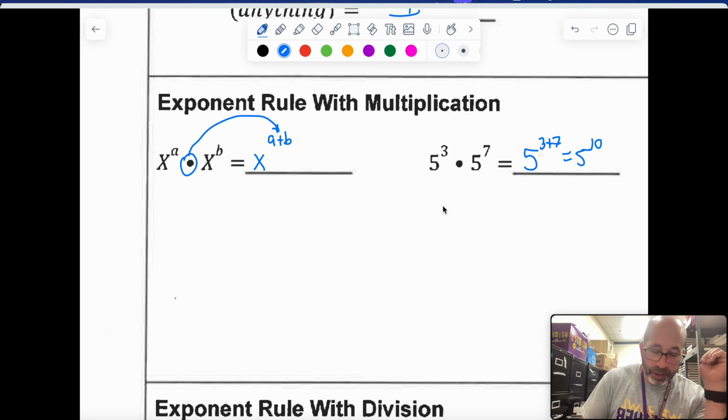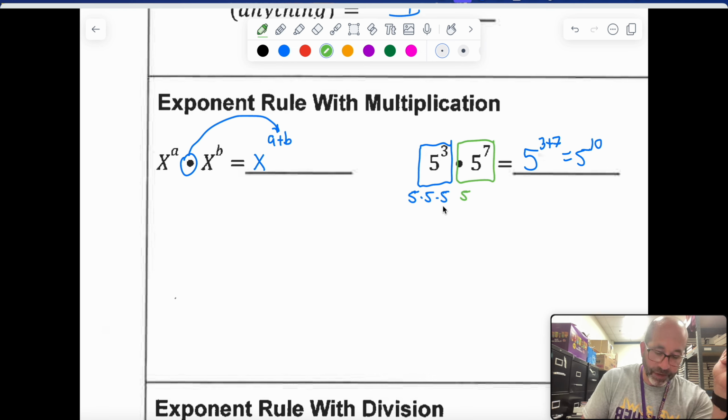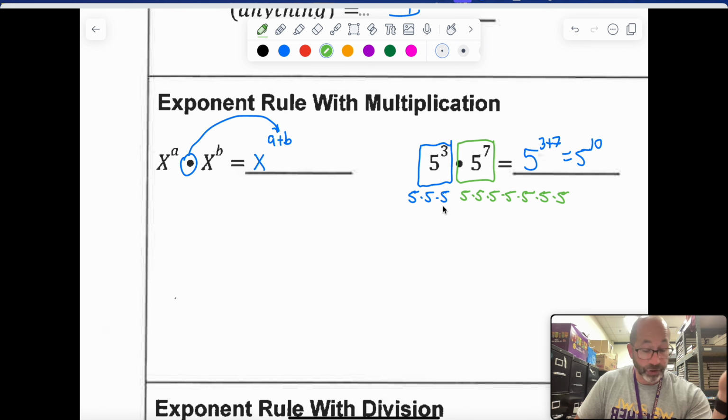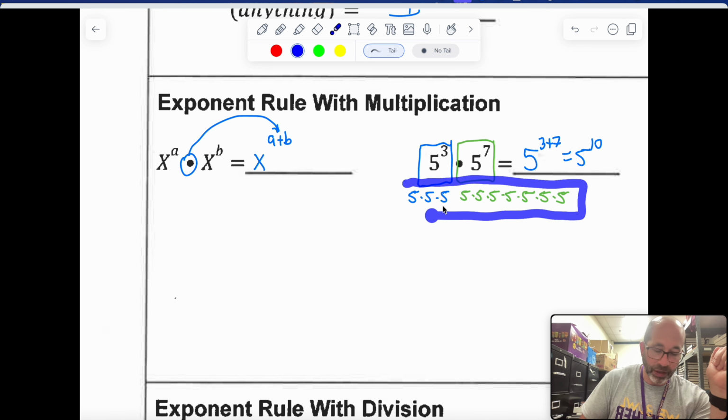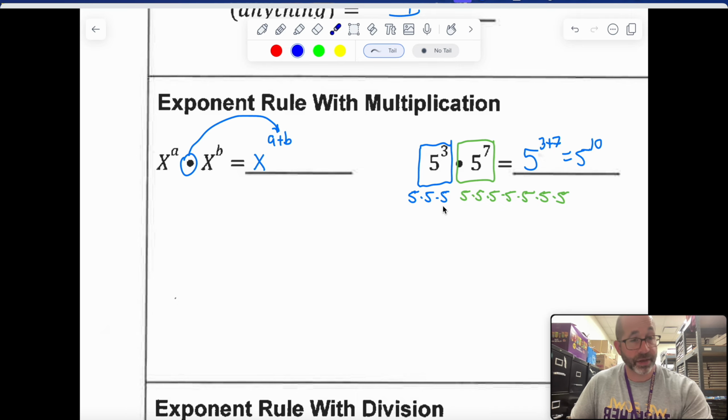Why is that? Well, when we look at this first part, 5 to the 3rd power is the same as saying 5 times 5 times 5. It's like saying 5 three separate times. The second part, 5 to the 7th, is like saying 5 times 5 times 5 times 5 times 5 times 5 times 5, a total of 7. When I put all of those together, you can see that there are 1, 2, 3, 4, 5, 6, 7, 8, 9, 10 of those 5s. So we say 5 to the 10th power.